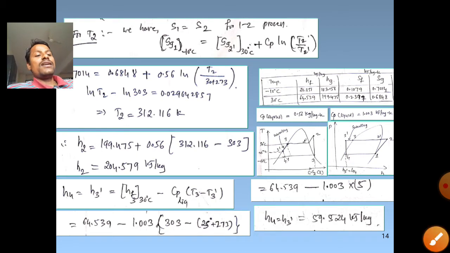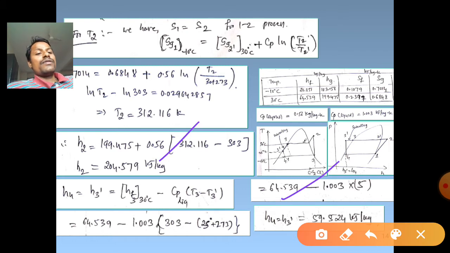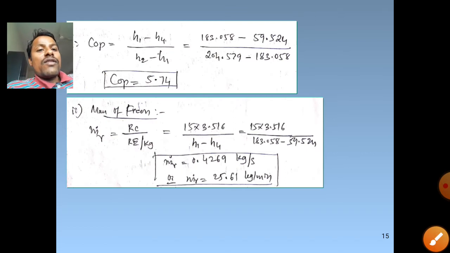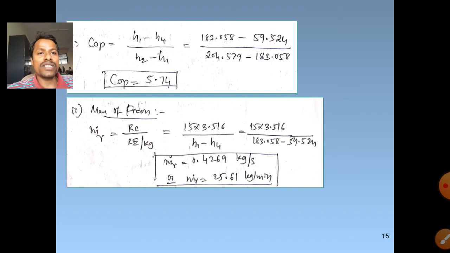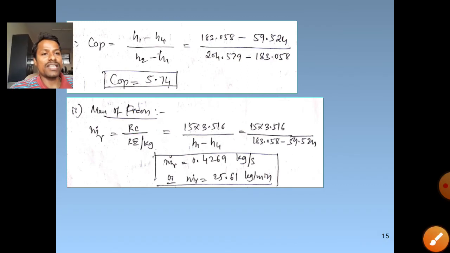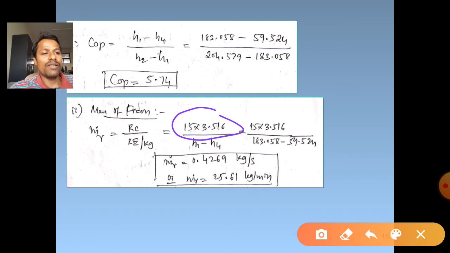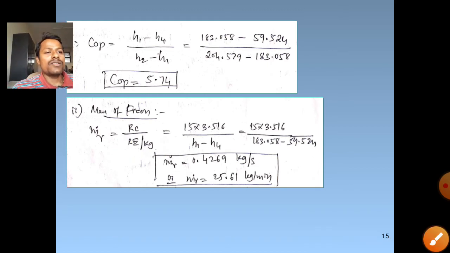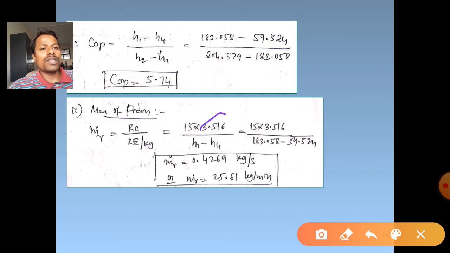Once I calculated all these enthalpy values, I am able to calculate COP now. So, this is the COP. Mass flow rate of freon we are supposed to calculate, that is mass flow rate of refrigerant is equal to refrigeration capacity, that is total refrigeration effect, that is 15 TOR he has given, divided by refrigeration effect per kg. So, then we know that 1 TOR equal to 3.5 kilojoule per second.